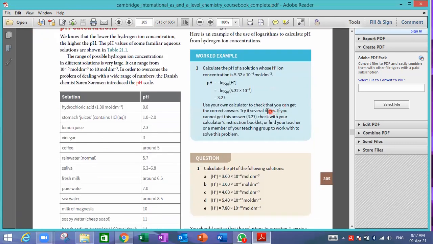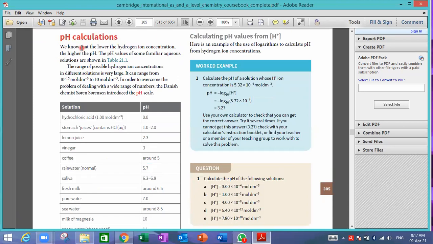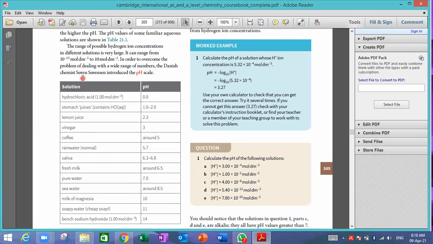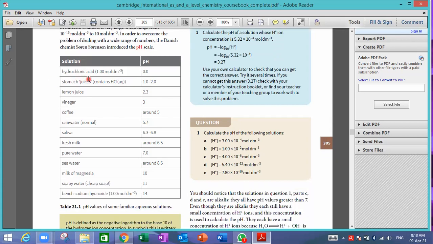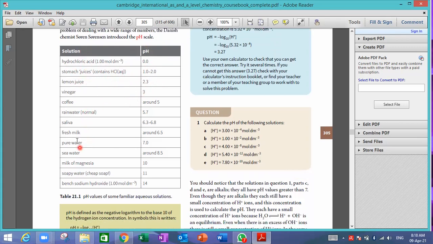So here, the pH value means the minus log hydrogen ion concentration. Of course, every system has a different pH than the other. So if we, for example, take hydrochloric acid, 1 mole per decimeter cube, we will find that its pH is equal to 0. The stomach juice, pH between 1 and 2, lemon juice 2.3, vinegar 3, and so on. We have, as we said, water, it's 7. This is pure water. The saliva is 6.3 to 6.8.